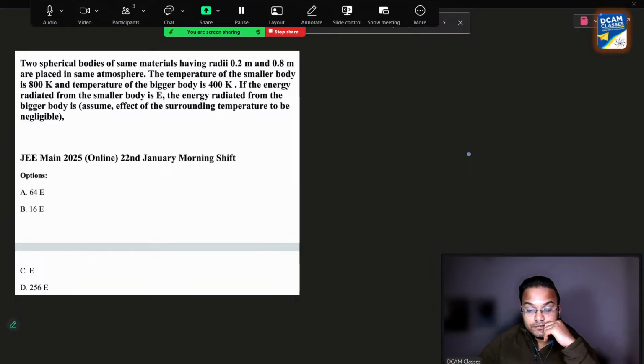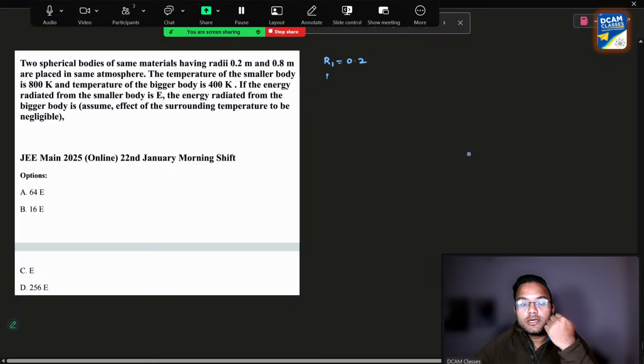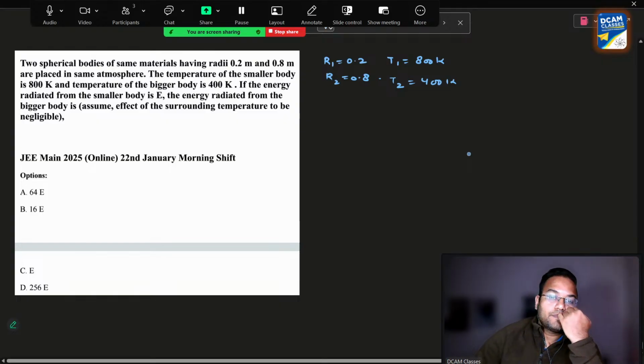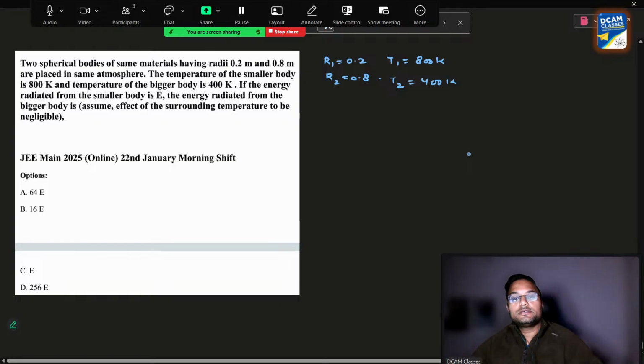See, let me solve for you. Two spherical bodies of the same material have different radii, R1 and R2, let's say. R1 is 0.2 meter and R2 is 0.8 meter. The temperature of the smaller body is 800 Kelvin and the bigger body is 400 Kelvin, say. Energy radiated from the smaller body is E. Energy radiated from the bigger body is what? Surroundings are to be neglected.